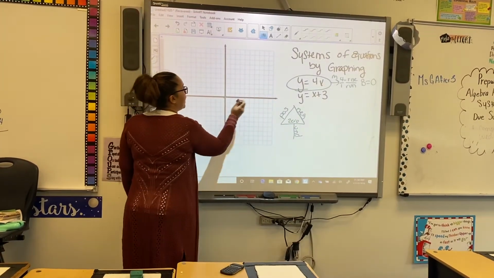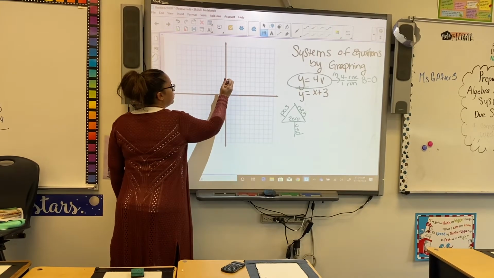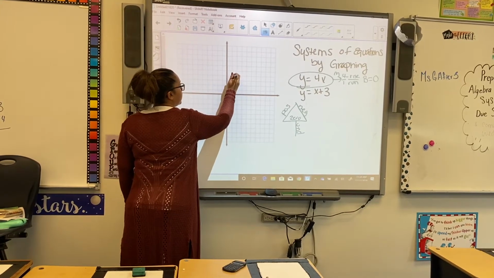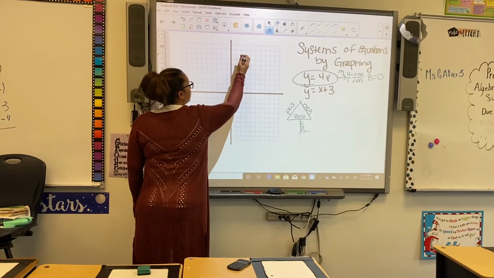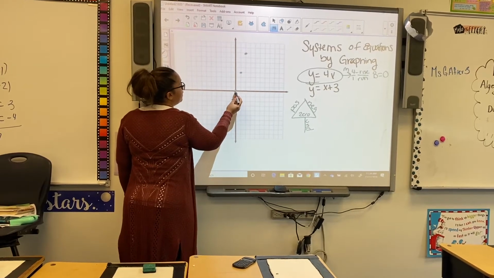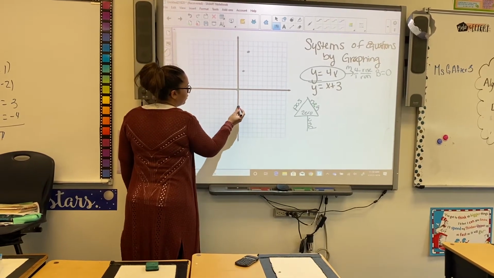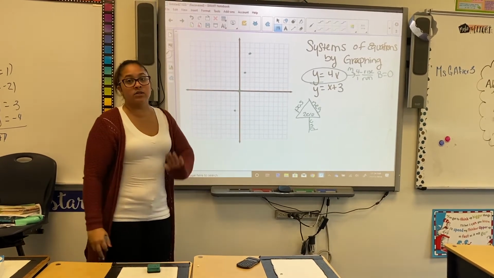So I'm going to rise 4 from my starting point. 1, 2, 3, 4, and I'm going to run once. And if I want to do it on the bottom, 1, 2, 3, 4, and I'm going to run once. And then I'm going to draw my line.